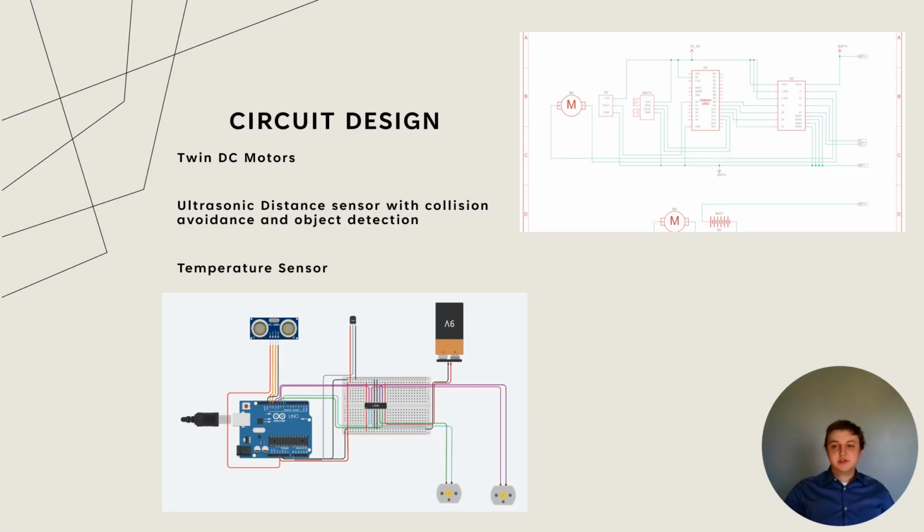On this slide, we see the circuit and schematic of the design. Both the temperature sensor and ultrasonic distance sensor are connected to the DC motors to control forward movement and prevent damage. Both DC motors are controlled by the bridge, which is in turn connected to the Arduino. All functions, however, are directly controlled by either the ultrasonic distance sensor or temperature sensor.